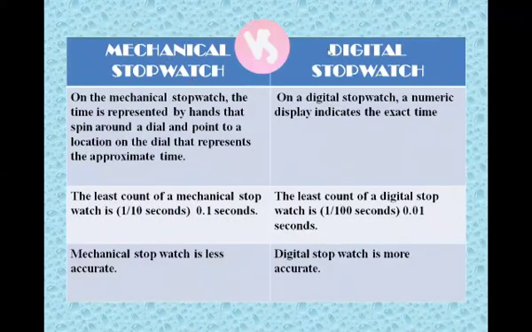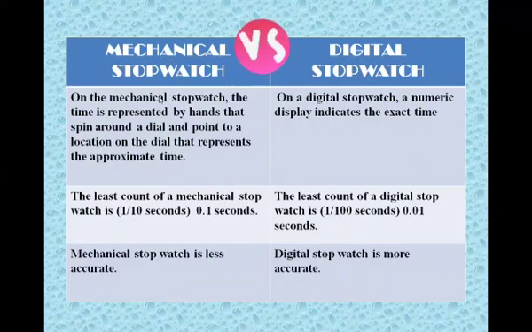Mechanical stopwatch and digital stopwatch. What is the difference between the mechanical stopwatch and the digital stopwatch? The mechanical stopwatch, as you have seen, has two hands that spin around a dial and point to a location on the dial that represents the approximate time, right?